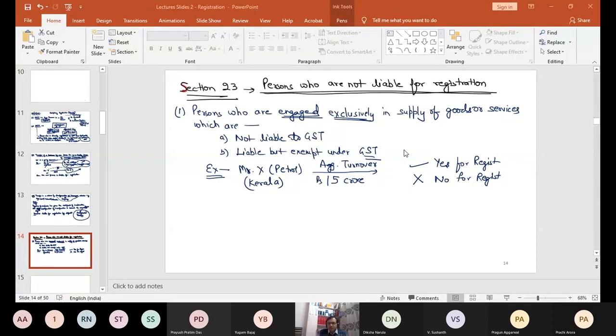So let me ask others. Diksha, can you try to give the answer? Not liable or liable? Not liable. Why? Limit is 5 crore. Okay. Yugam, can you give the answer? Yes, not liable because, as far as I remember, petrol is not liable under GST. No, there is no need for you to remember. I'm telling you, petrol is not under GST. That's why it's not liable. So even if the aggregate turnover is more than 20 lakhs, still not liable.